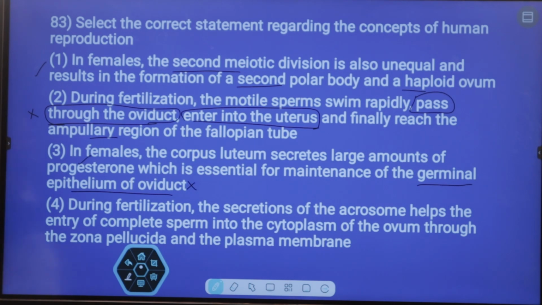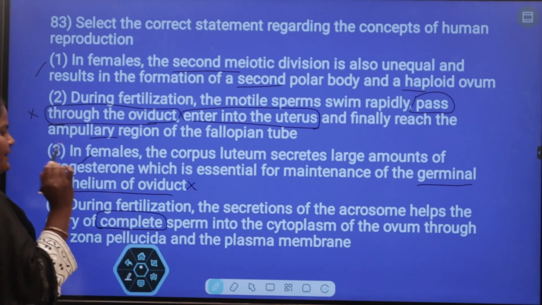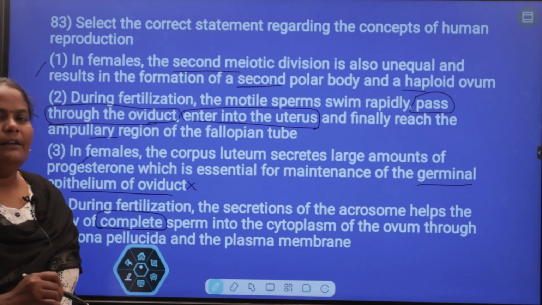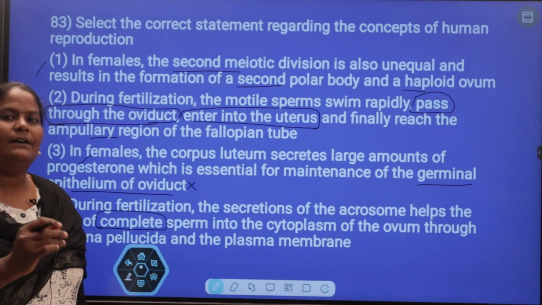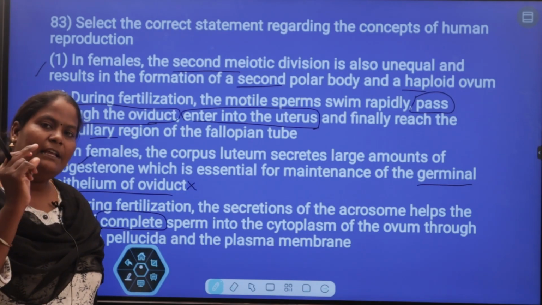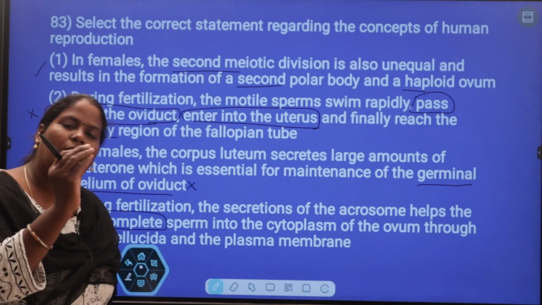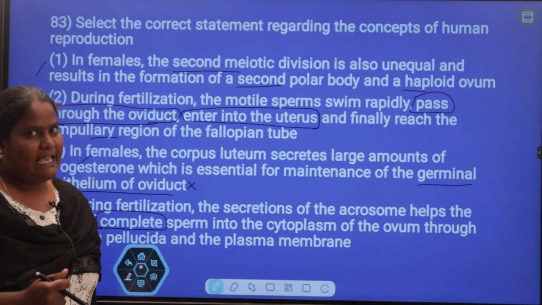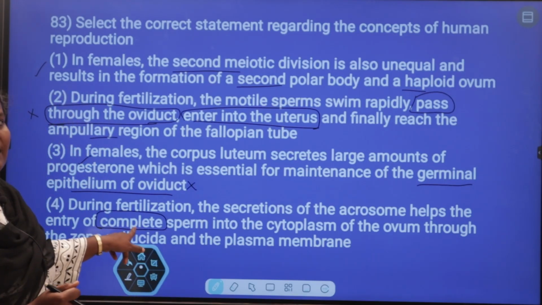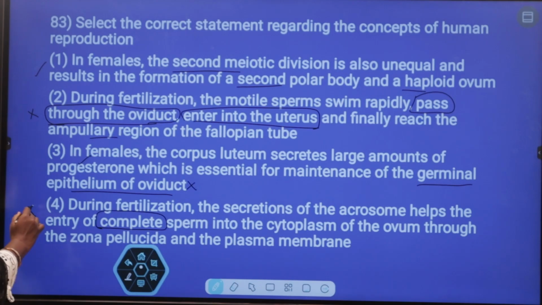Next, during fertilization, the secretions of the acrosome help the complete sperm. During fertilization, the complete sperm never ever enters the ovum. Even in the head portion, only the genetic composition enters the female gamete. So due to this single word, the statement is considered wrong. So as usual, the answer for question 83 is the first option.